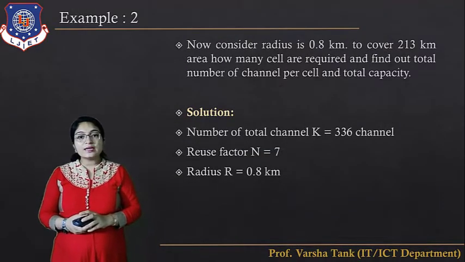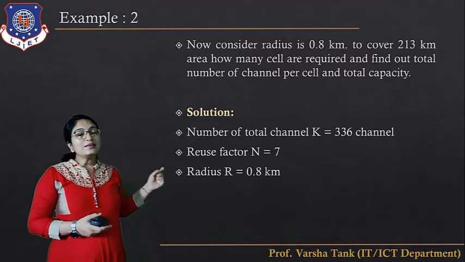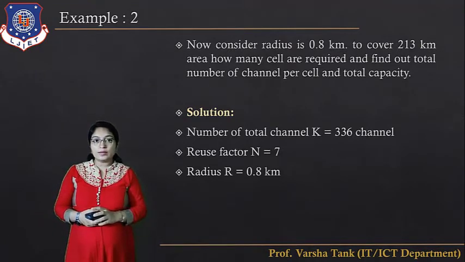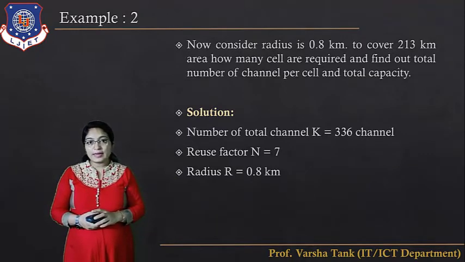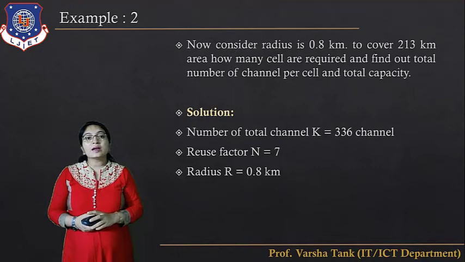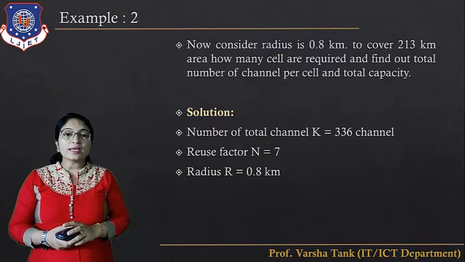Now let's see another example. It is the same example, just the radius is changed. Now consider the radius is 0.8 kilometer, and to cover the 213 kilometer square area, how many cells are required? Also find the total number of channels per cell and the total capacity.